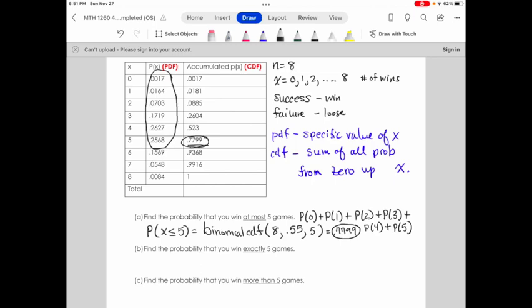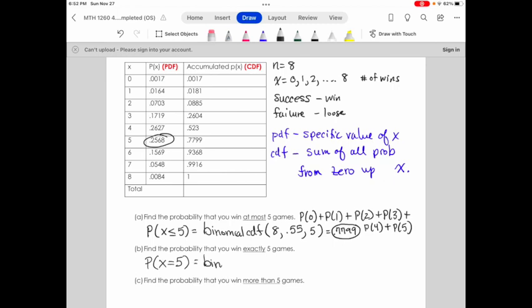For part B, it says find the probability that you win exactly 5 games. So that means I'm trying to find the probability of just having 5 successes. So let me clear this out. The PDF is what gives me the probability for the specific value of successes, which is this. I don't want to look at the accumulated, the CDF, because that gives me all of the probabilities from 0 up to 5 added up. We just want specifically just for 5 games.